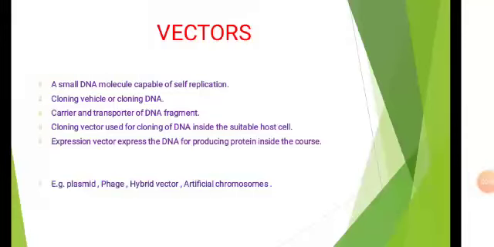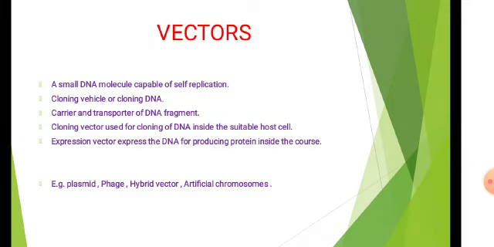In this video, we discuss the topic vector. A vector is a small DNA molecule which is capable of self-replication. That replication produces exact copies of DNA, and it is used as a carrier and transporter of DNA fragments. These fragments are inserted for cloning experiments. The vector is also called a cloning vehicle, cloning DNA or carrier DNA.